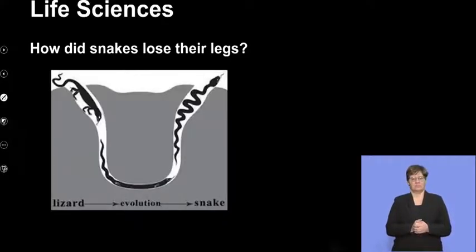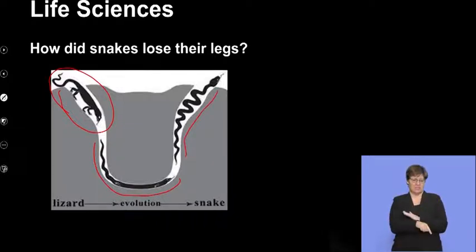According to one of the theorists, Lamarck, snakes were lizard-like creatures, like this one here. As they went into burrows, they used their legs because they used to wiggle in the narrow burrow. And that is how they didn't use their legs, so they lost the actual use of the limbs.